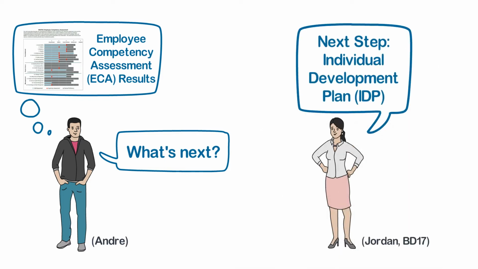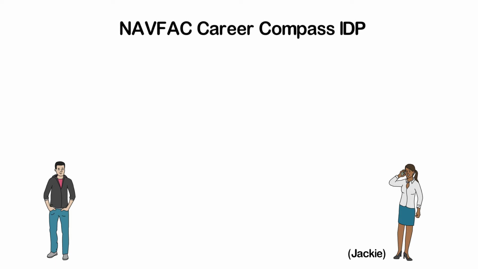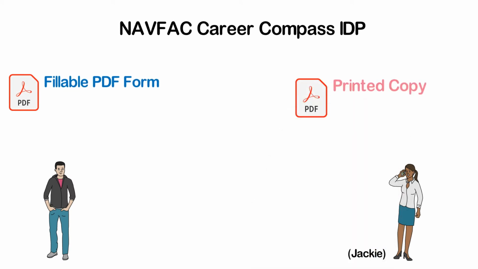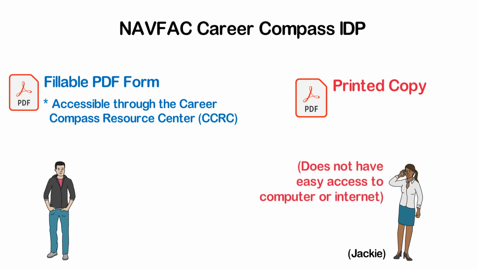Jordan reminds him that it's time to work with his supervisor on his individual development plan, or IDP as it's typically referred to. As a matter of fact, all of Andre's colleagues, including Jackie, also need to complete their Career Compass IDP. Andre will download and complete the fillable PDF form, while Jackie will use a printed hard copy. Andre can go to the IDP page on the Career Compass Resource Center, or CCRC, to download the Career Compass IDP form. Jackie doesn't have easy access to a computer or the internet. She'll get a printed version of the form from her local command's civilian training advocate.